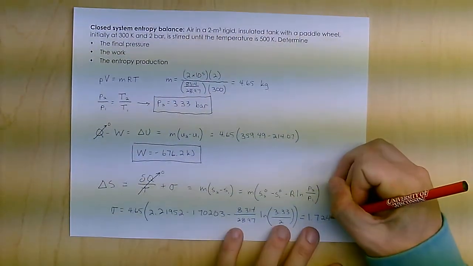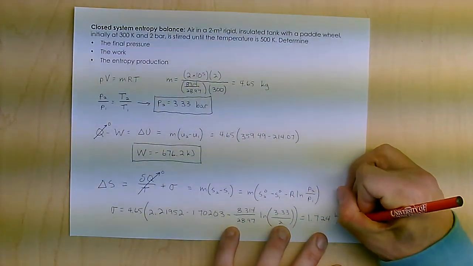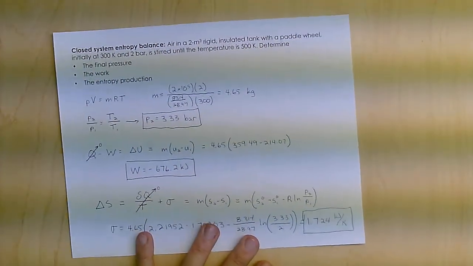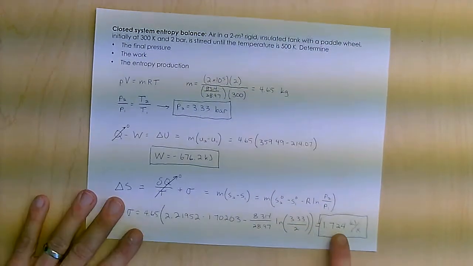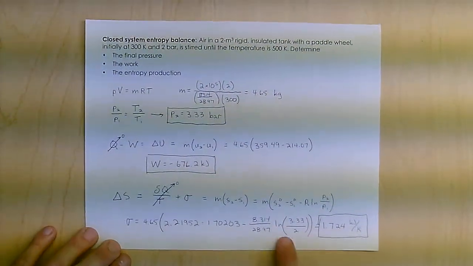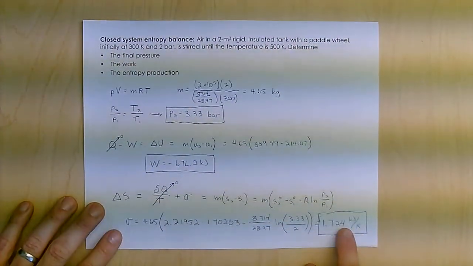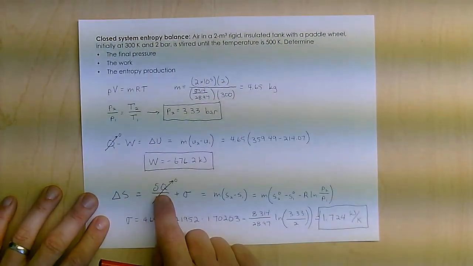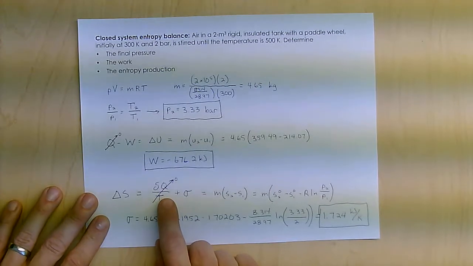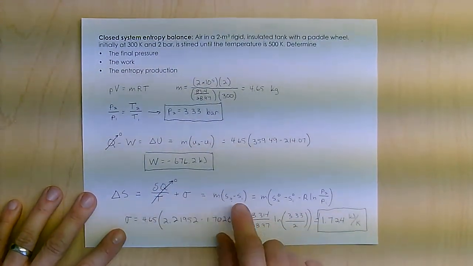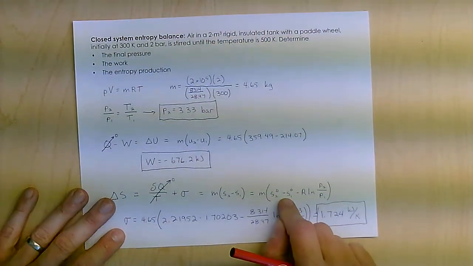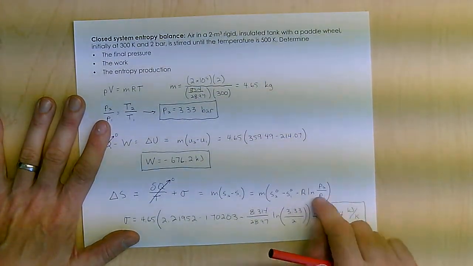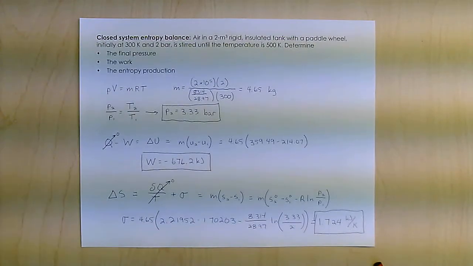1.724. Now, sigma has to be greater than 0, which it is. Sigma cannot be a negative number, so if I'd gotten a negative number, something would have been wrong, but I would have been okay on this one. Again, sigma just equals delta S because it's insulated, so Q equals 0. And delta S, remember, for air is S2 naught minus S1 naught, minus R times the natural log of the pressure ratio.